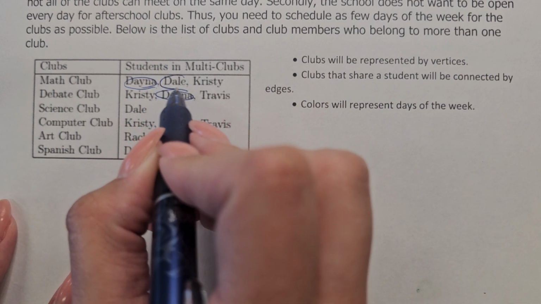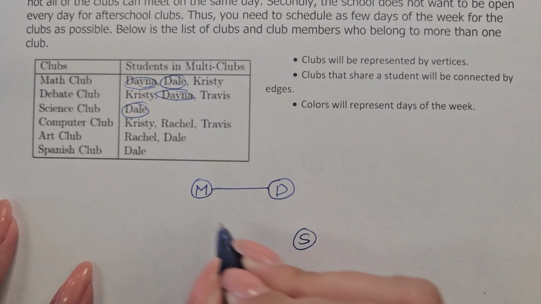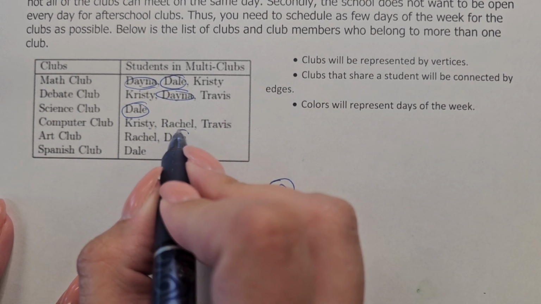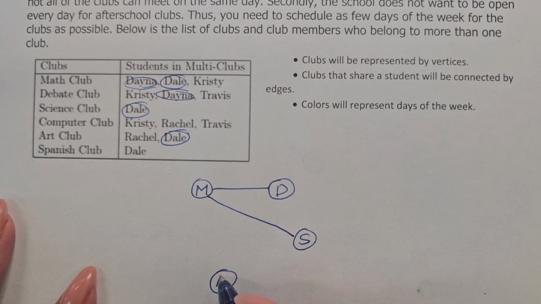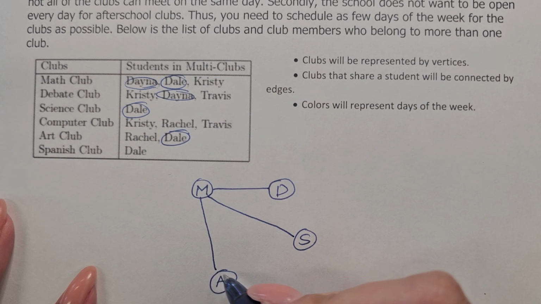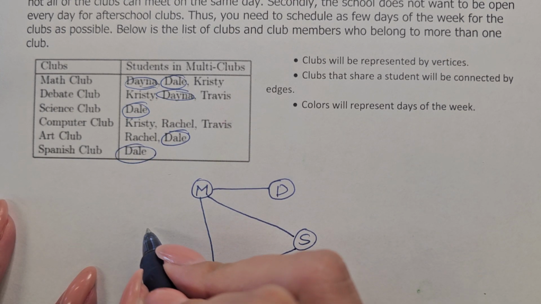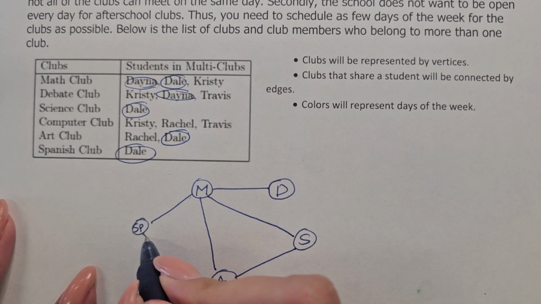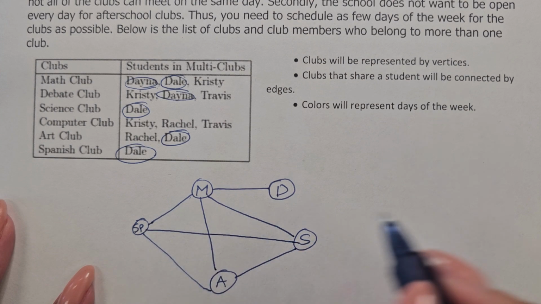And then Dale is in math and science. So we're also going to have math attached to a science club. And then Dale is also in art. So if I have art, then art, science, math, those are all connected. And then also Spanish club. So he's got a lot of clubs going on. So those ones cannot be held at the same time.